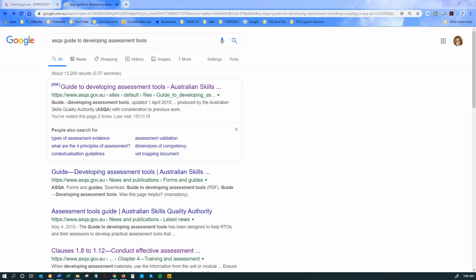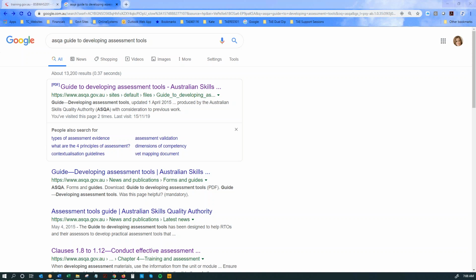Welcome back to our TA support sessions, and today we're going to be covering off a step-by-step guide to writing an assessment tool. This is quite a critical part of any training development processes that happen within a registered training organisation, because history has shown that with ASQA auditing quality within RTO practice, that assessment is often one of the areas that will let down an RTO.